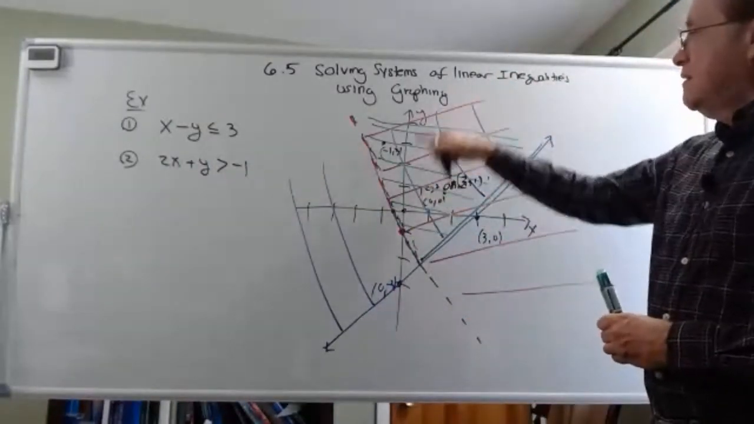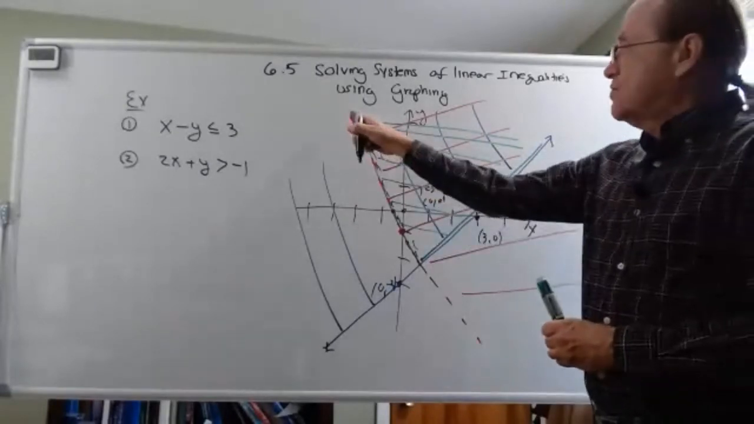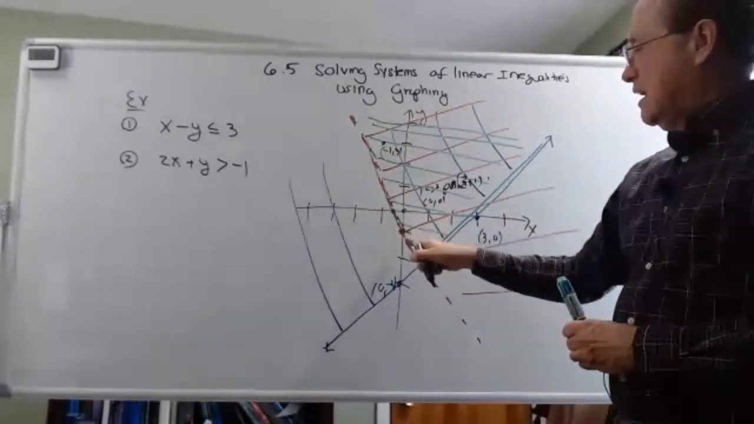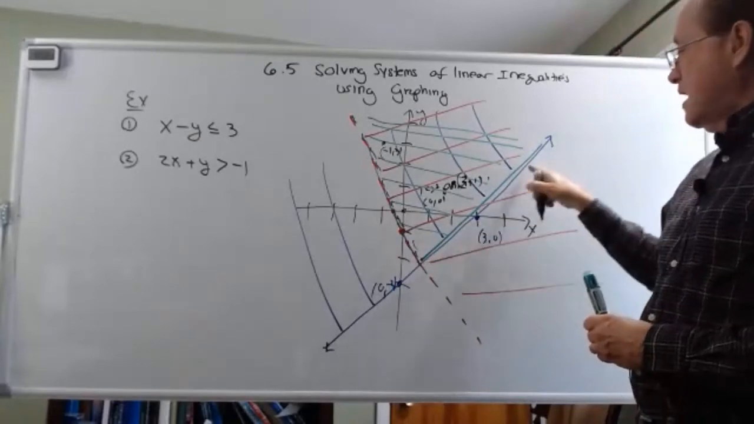This is my solution. Everything that's shaded in green. It's critical that this line has to be dashed and this line has to be solid.